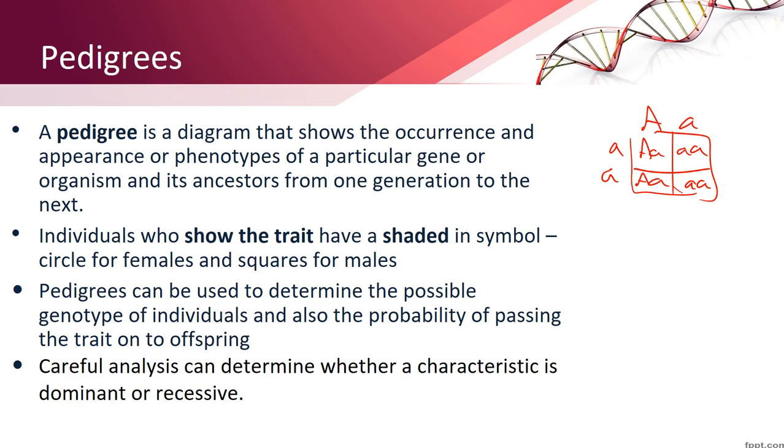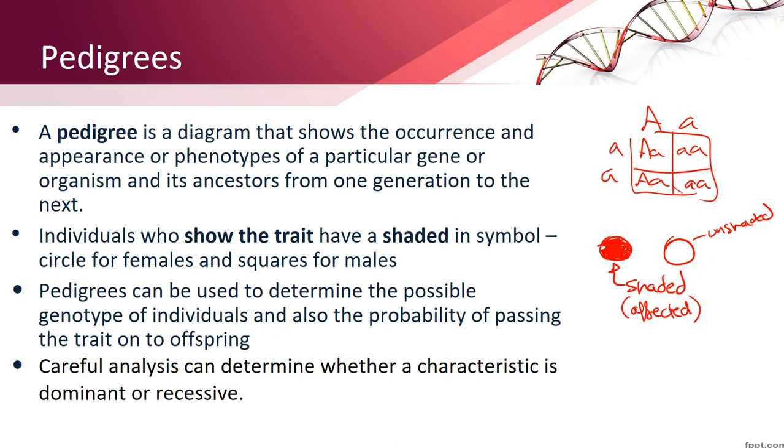So we use particular symbols for these. If someone has the trait, then the symbol that represents them is colored in. We would call this shaded. So we could have two options, shaded or unshaded. Someone who has a shaded symbol would be affected, and someone whose symbol was unshaded would not be affected by that trait. They would not phenotypically be representing that trait.